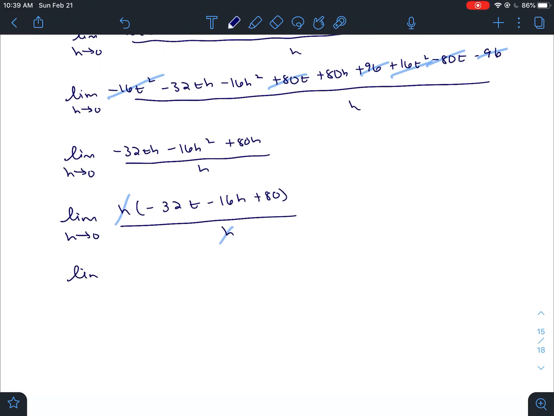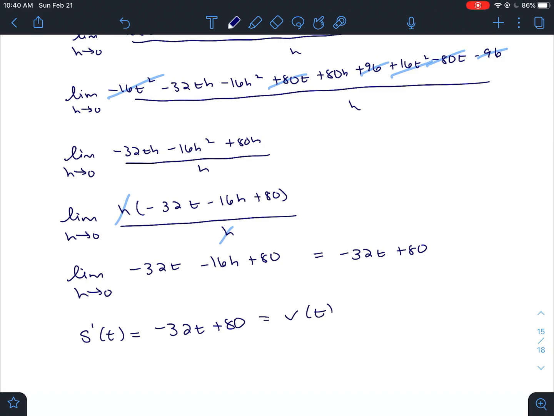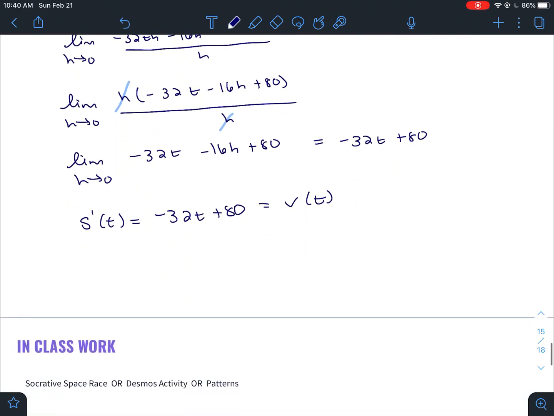And we have the limit as h goes to 0 of negative 32t minus 16h plus 80. And if I plug in 0 for h, I'm left with negative 32t plus 80. So the velocity, or the derivative of my displacement, is going to be negative 32t plus 80. And so that's going to be my velocity equation. They want to know when the instantaneous velocity would equal 0. So you would say 0 equals negative 32t plus 80. And then we're going to solve.